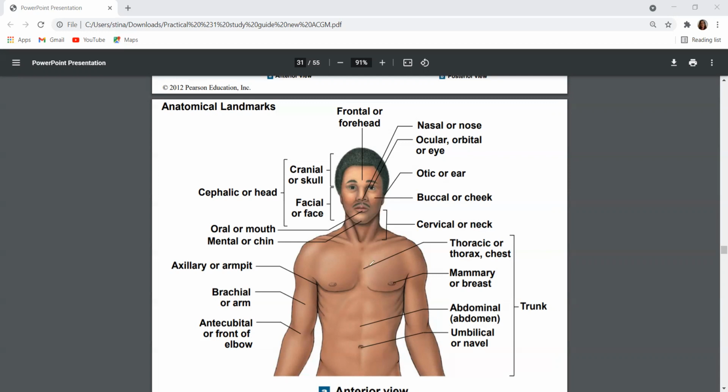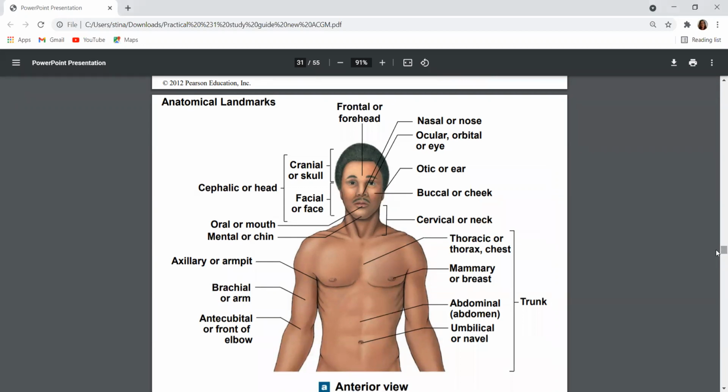Moving down from there, you have the thoracic. So the thoracic would be the entire chest area. So all of this would be your thoracic, okay? Within the thoracic, you have the mammary, which is the breast. Okay, moving down from the thoracic and mammary, you're going to go down to the abdomen. So the abdomen is the stomach area. Going down from the abdomen, you then have the umbilical. The umbilical is your belly button.